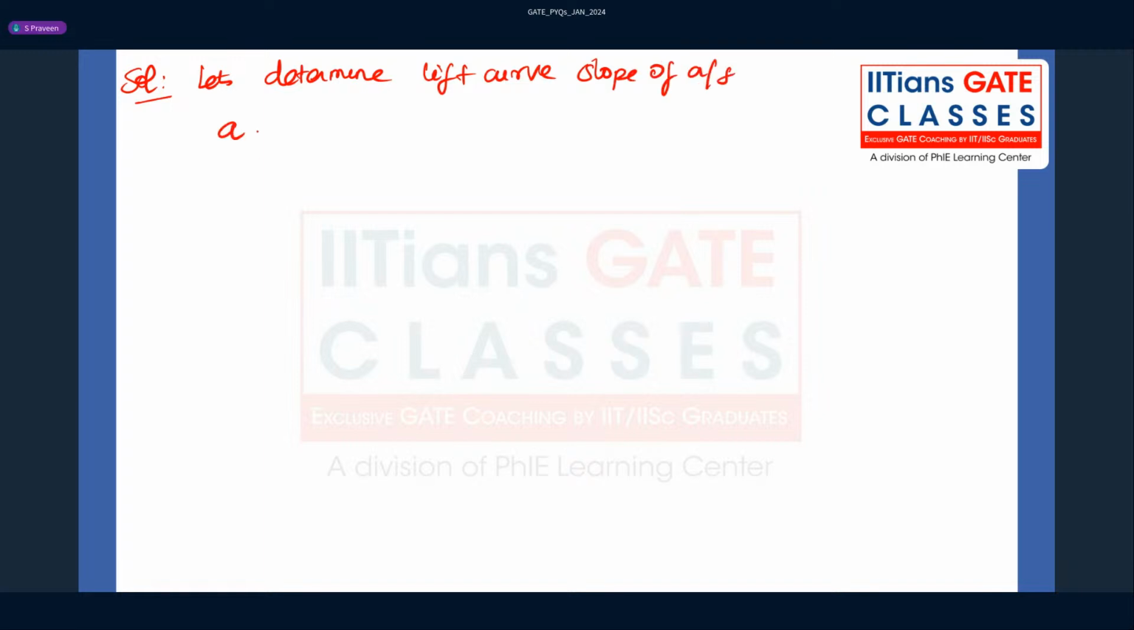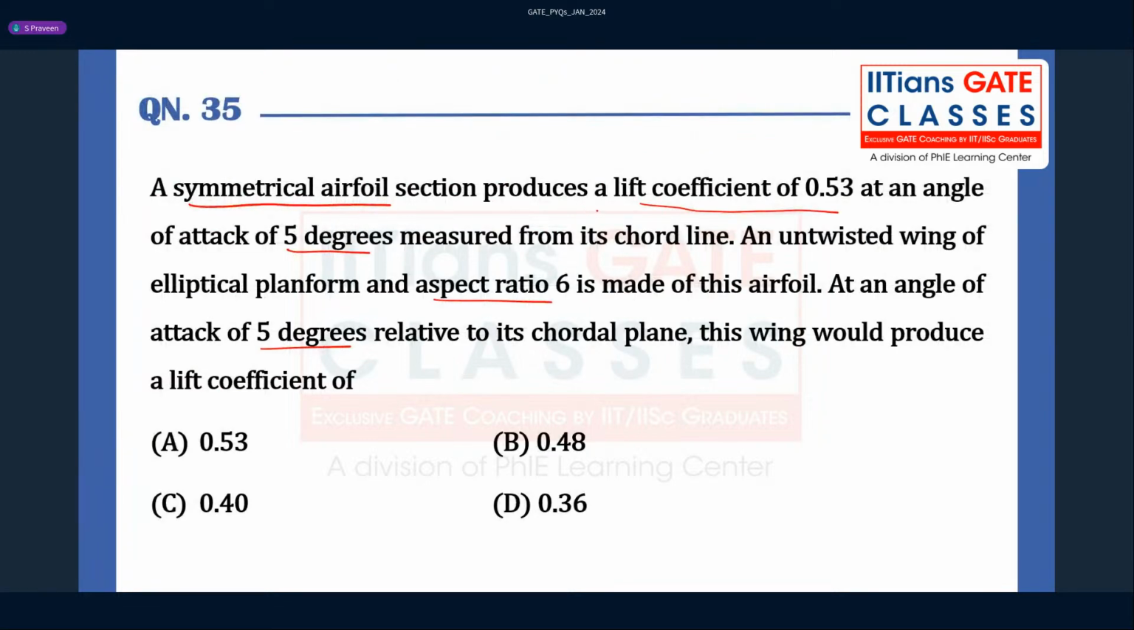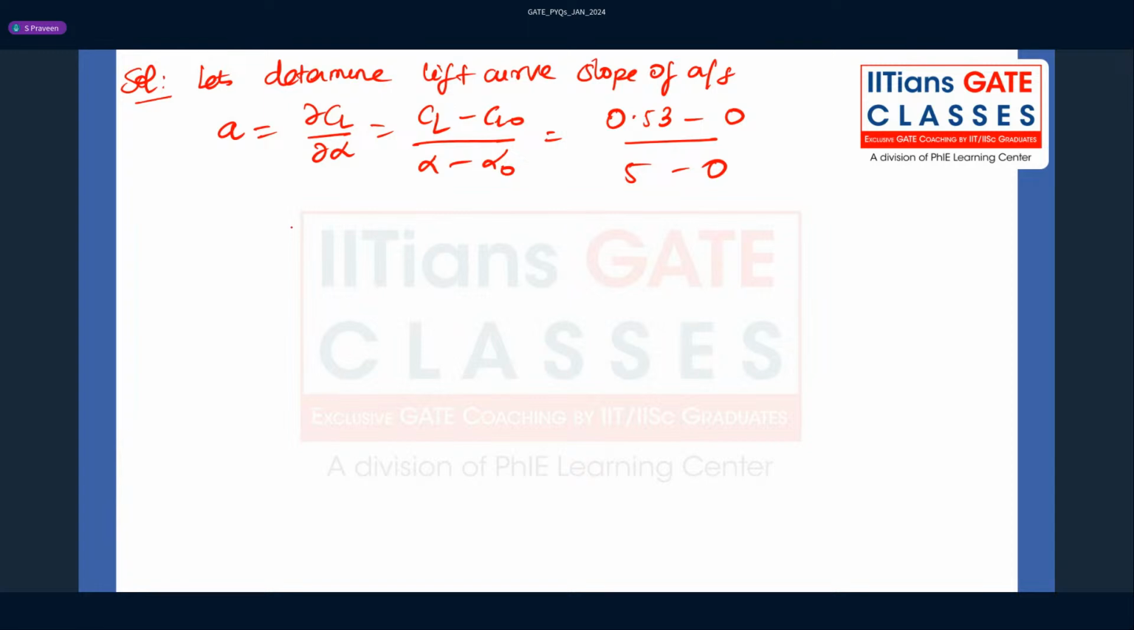So how do you determine that? Let's denote it as a, which is basically ∂CL by ∂alpha, which is CL minus CL naught by alpha minus alpha at zero lift. He says that it is 0.53 divided by, it's at 5 degrees, so 0.53 minus 0 by 5 minus 0. If we divide it, a would come around 0.106 per degree. So this is the lift curve slope of the airfoil.